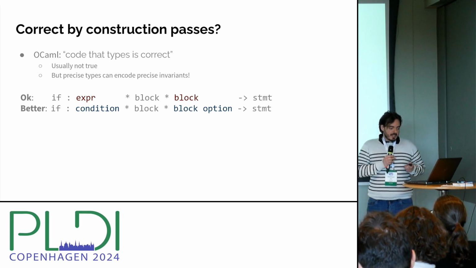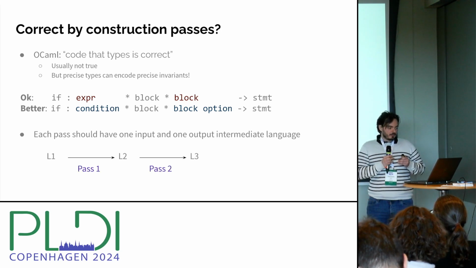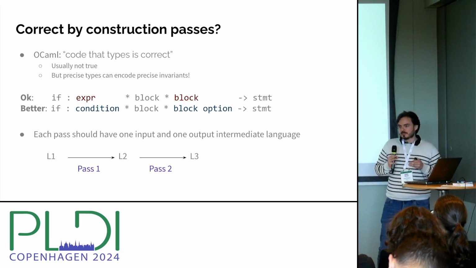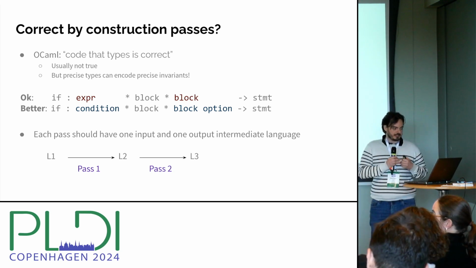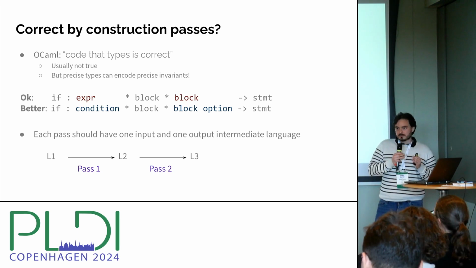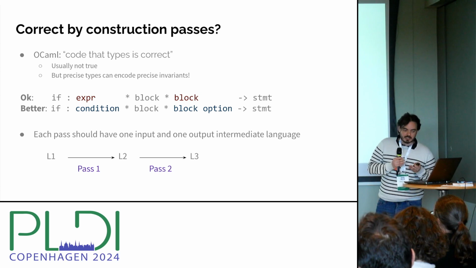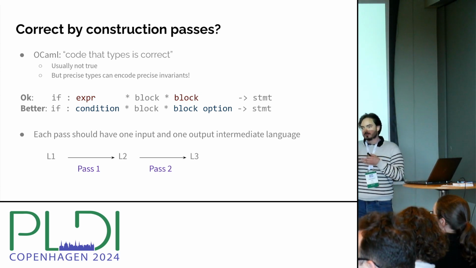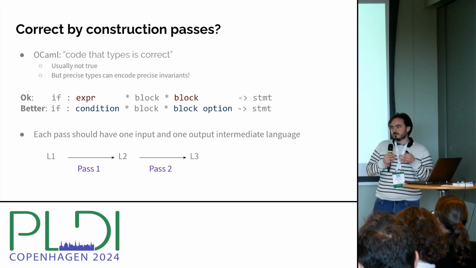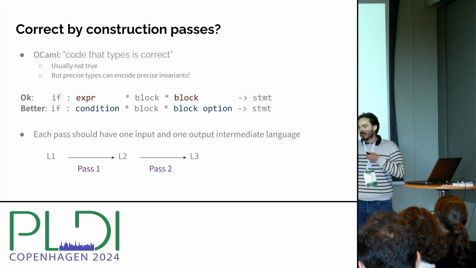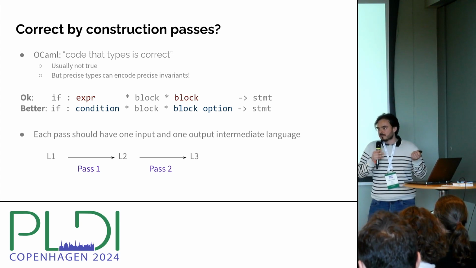So we want basically each pass to have its own language, because we want to have this advantage. And so one pass will take as input an intermediate language, will translate it to an output language, and the next pass will take that as an input, and so on. And each pass will have a different language as input and a different language as output.